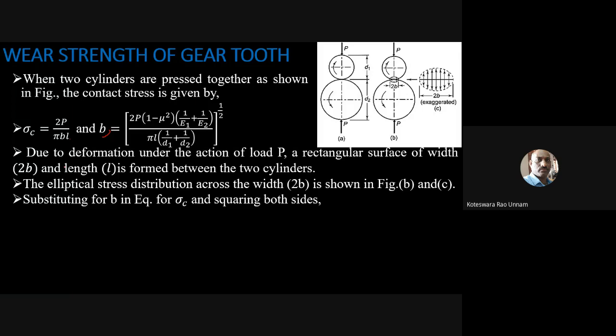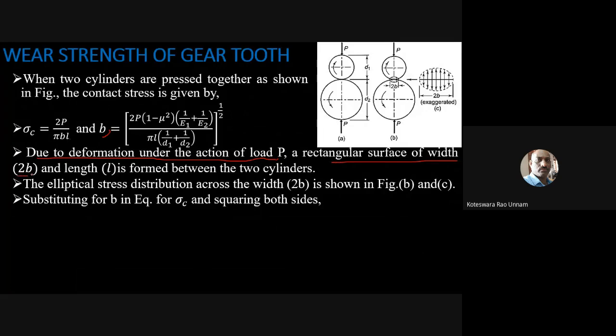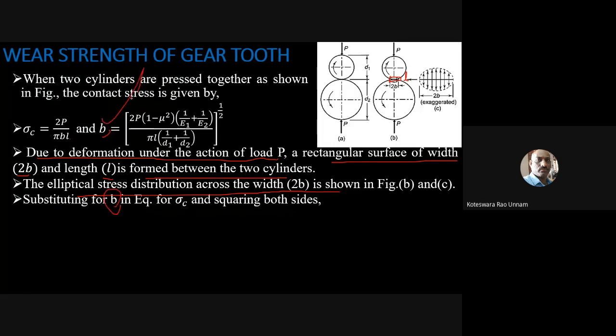okay, so these are some of the parts. Due to deformation under the action of the load P, a rectangular surface of width 2b and length 2l is formed between the two cylinders. So here, because of this, a rectangular surface of 2b into L is formed. The elliptical stress distribution across the width 2b is shown in figures b and c. Substituting the b value into this equation, this is the expression for b as given.